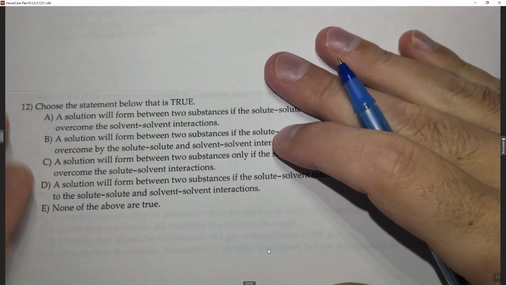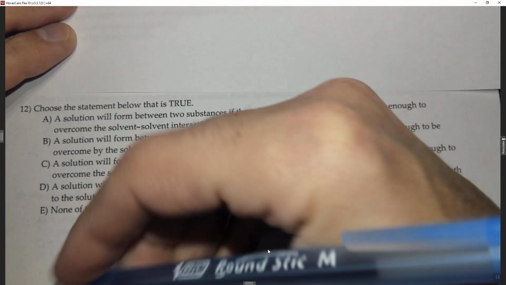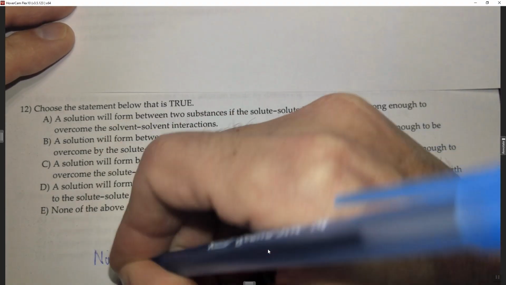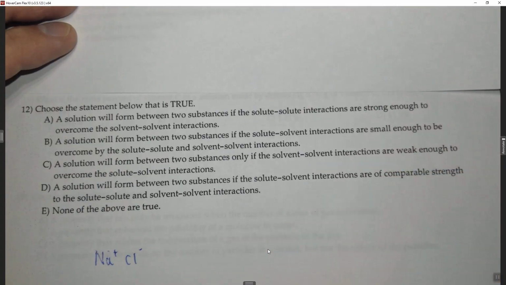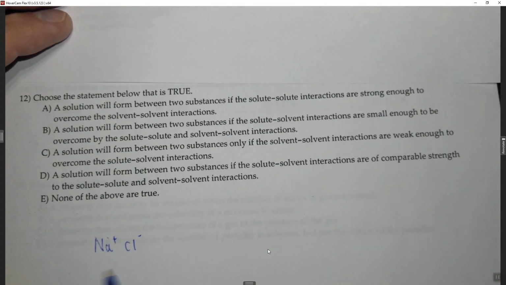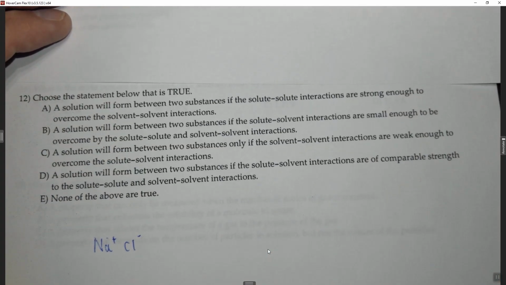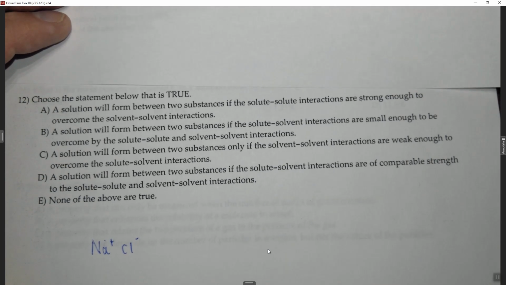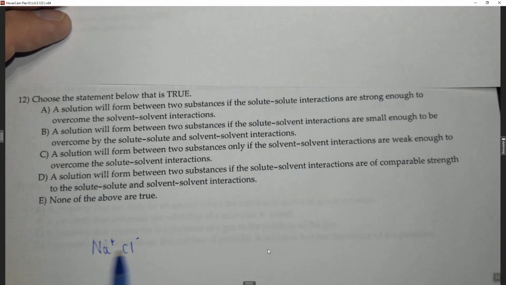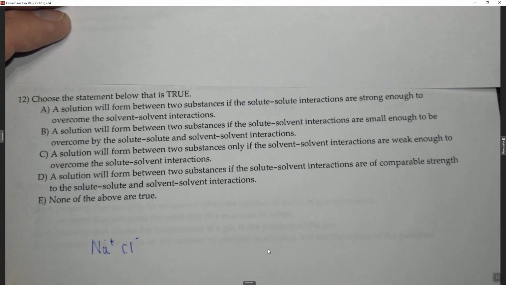So if we have something like NaCl as our solute, it's going to have Na+ ions and Cl- ions. And of course, these exist in a lattice, but I'm going to just talk about it this way because I don't want this video to get too long. All right, so we have Na+ and Cl-. These solute particles are attracted to each other.